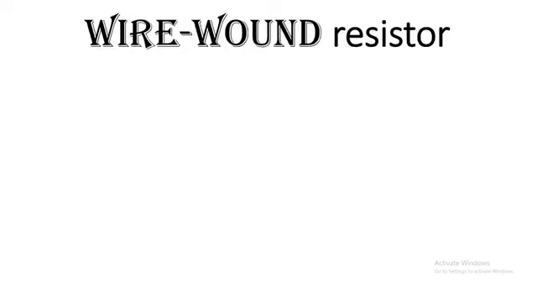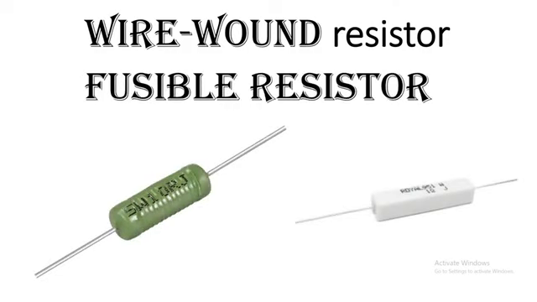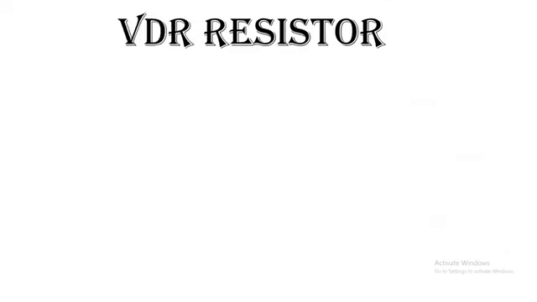The wire wound resistor is also called a fusible resistor. Because we are using this resistor in high power circuits, there are also chances that this resistor will fuse. The next type of resistor is the VDR resistor.